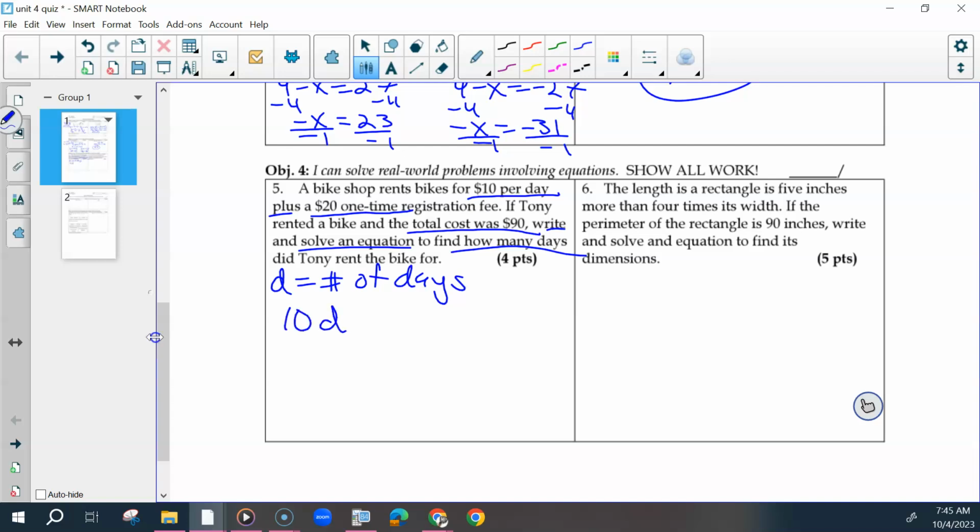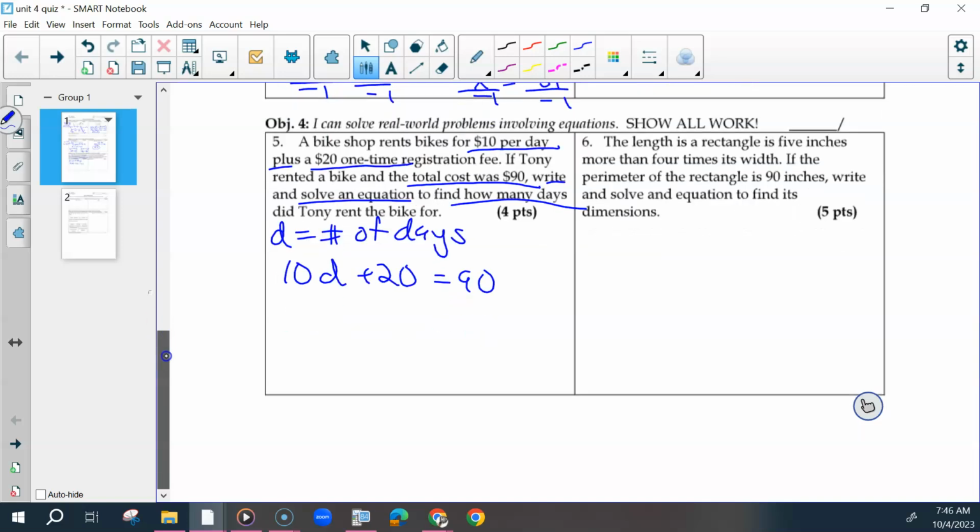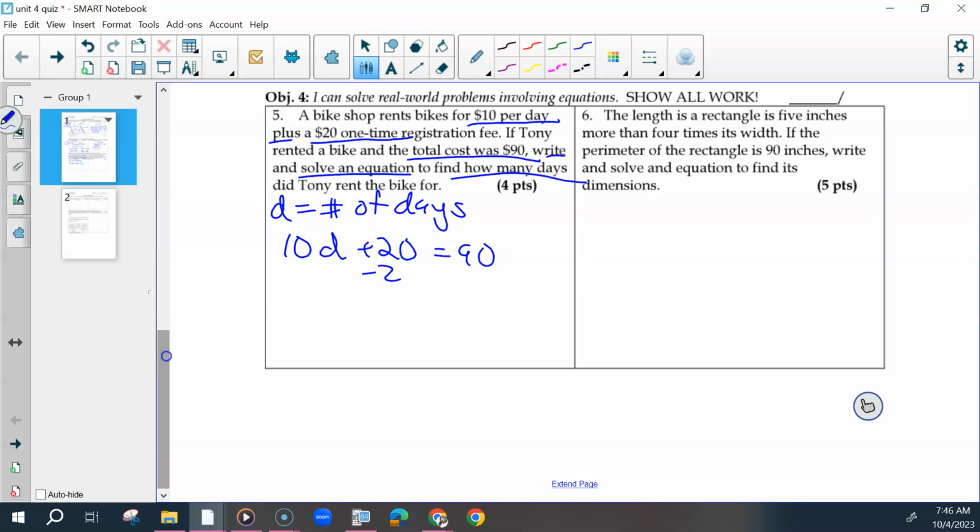Most of us got the equation correct: 10d, or x or whatever you called it, plus 20 equals 90. And then we're able to solve: subtract 20, divide by 10, so that d equals 7 days. Remember that we have to put labels behind these things. So the 4 points were, did you define your variable? Did you set up the correct equation? Did you solve it correctly? Did you get the correct answer? Questions on that?